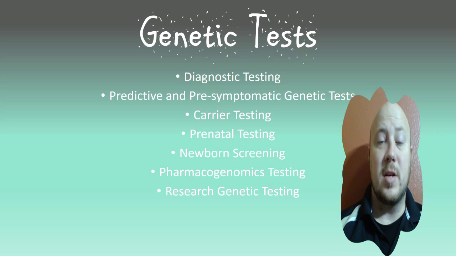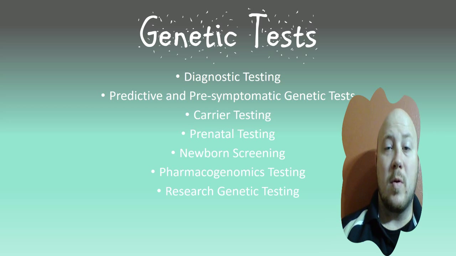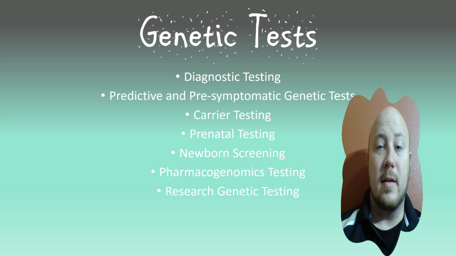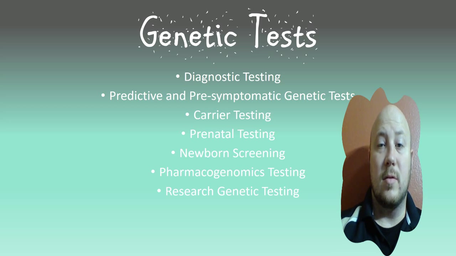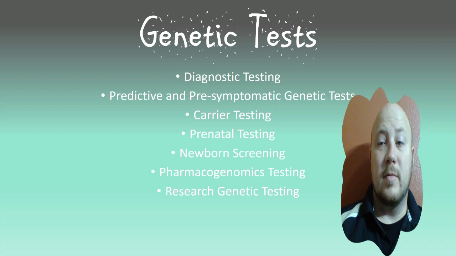Then you have newborn screening, where the child's already born, and right after they're born, they screen them to see if there's any kind of genetic considerations as far as diseases or complications they may endure. Pharmacogenomic testing is where they can genetically test you to see which medications would be most appropriate for you. Some people have reactions to certain medicines, and some medicines work better for them than other people. This has to do with that. It helps them find the best medicine for you that would be most effective.